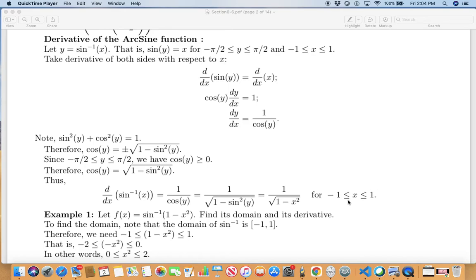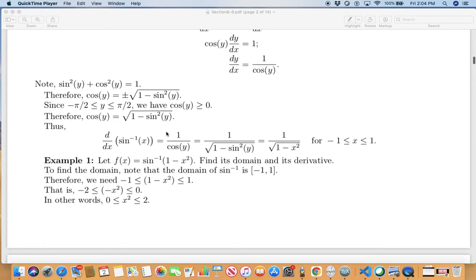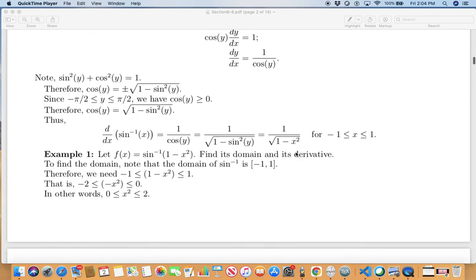I should actually mention here, we don't take equality when we talk about the derivative, but I have included this in case we are thinking about one-sided derivatives. So here is your formula. The derivative of sine inverse x is 1 by the square root of 1 minus x squared.